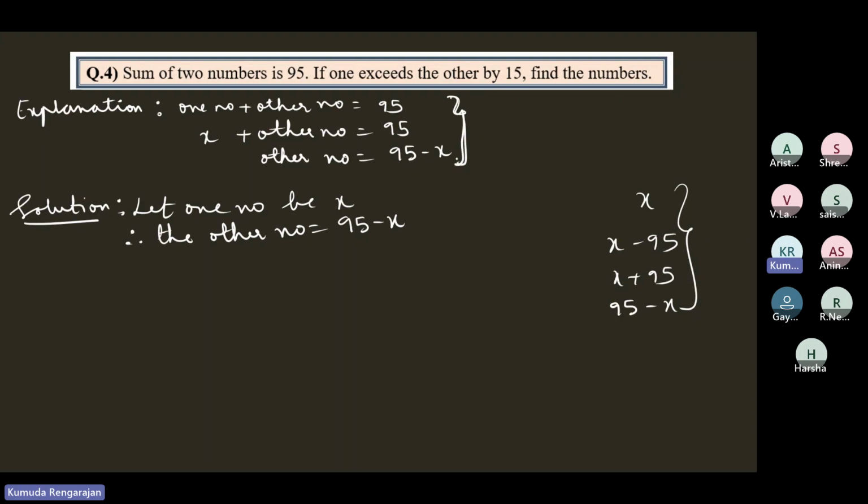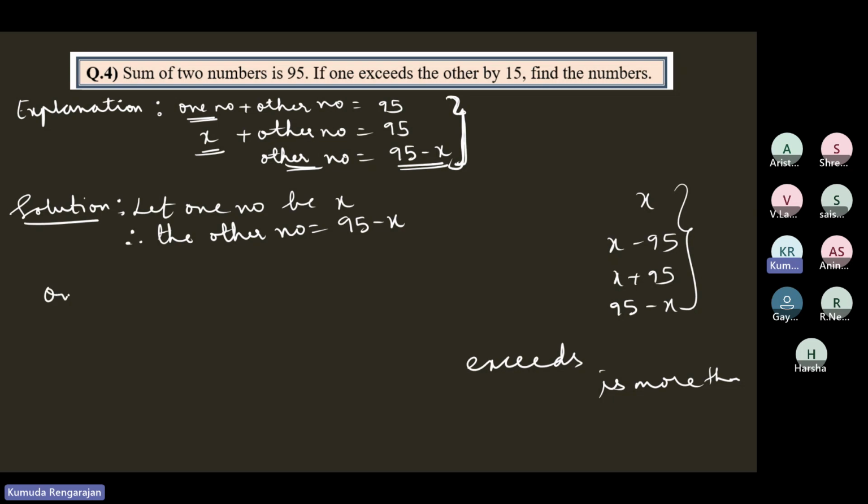So maybe you can do this in the rough column. Or I told you can show this as a part of your answer. So from this, we understand if one number is x, then the other number is 95 minus x. So we're done with the assumption. Now the equation. If one number exceeds the other by 15, that means exceeds means is more than. That means one number is more than the other by 15.